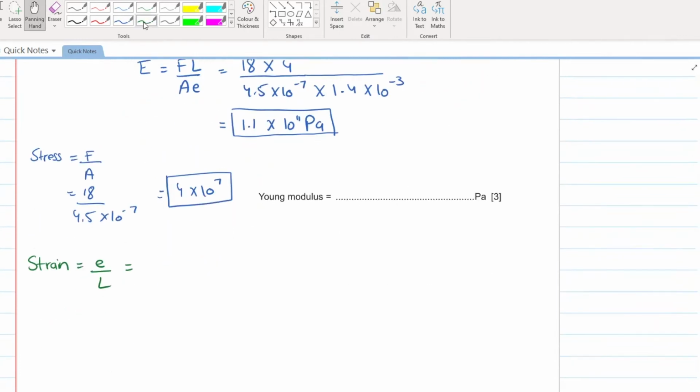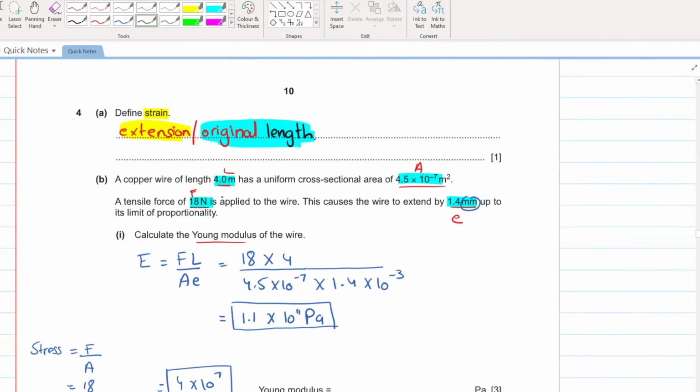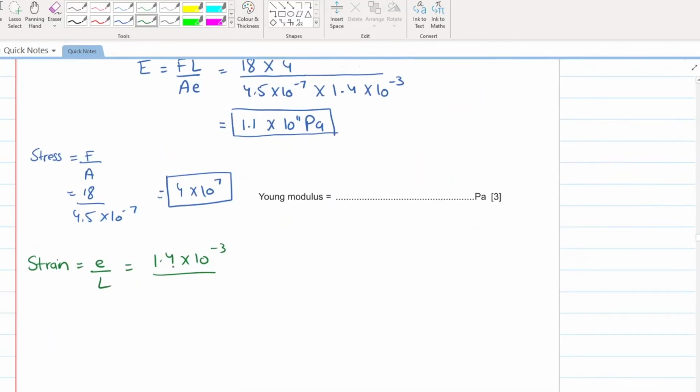Extension is 1.4 millimeter. Convert it into meters. The length is 4 meters. This comes out to be 1.4 into 10 raised to the power of minus 3 divided by 4. This comes out to be 3.5 into 10 raised to the power of minus 4.